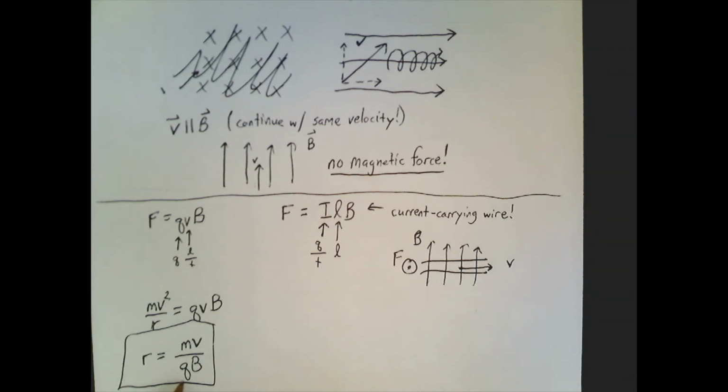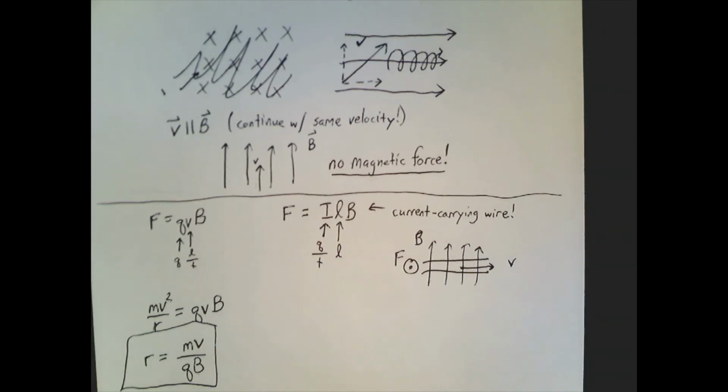If I have more charge, the magnetic field is going to interact with it more strongly, and it's going to bend it into a tighter curve. And likewise, if my field is stronger, I can get some more bendiness out of that as well. So this is our cyclotron radius. It's the radius of the circle a charge will move in a magnetic field.